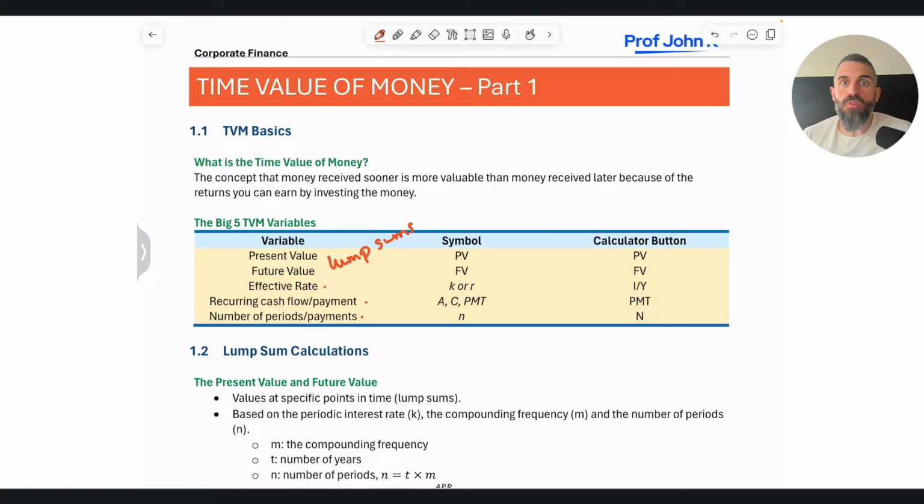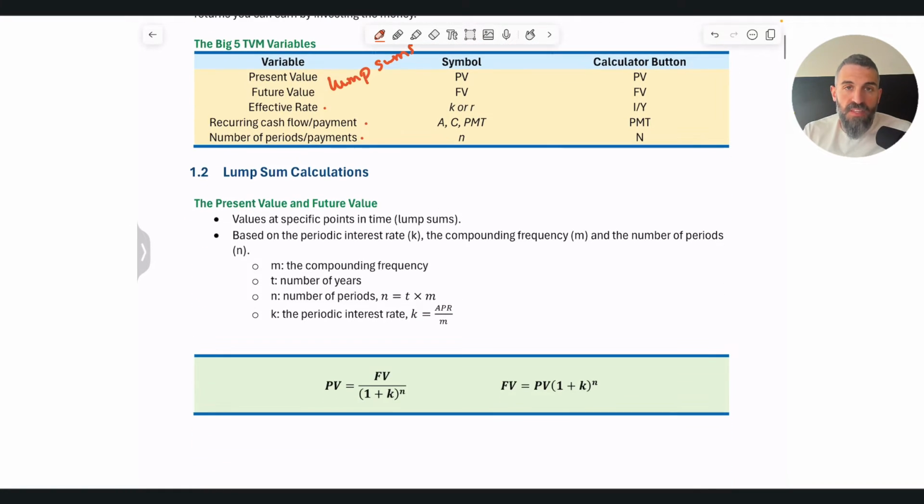Okay, let's start with the most basic one. These are lump sum calculations. This means finding a present value and finding a future value. We're not going to get into payments just yet. We're just going to deal with lump sums. So taking one amount from a specific point in time and just moving it to another point in time. So, for example, I have $1,000 today. How much will I have in 4 years? That would be taking a present value and turning it into a future value.